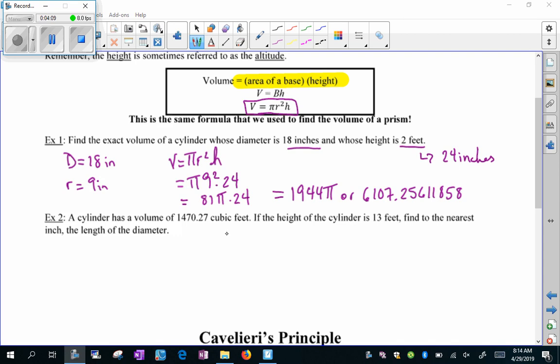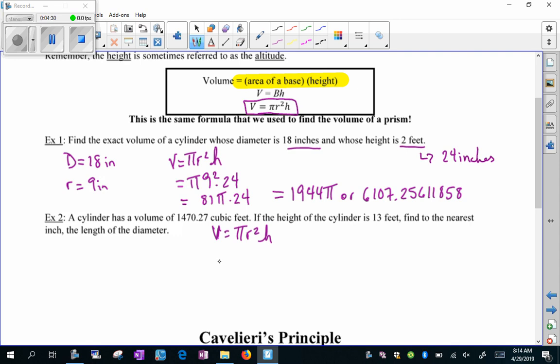So the first thing I'm going to do is write down my formula. So the formula is volume equals pi r squared times h. So that's that area of the circle times the height, which we use again. That's the same thing as that big B times h.